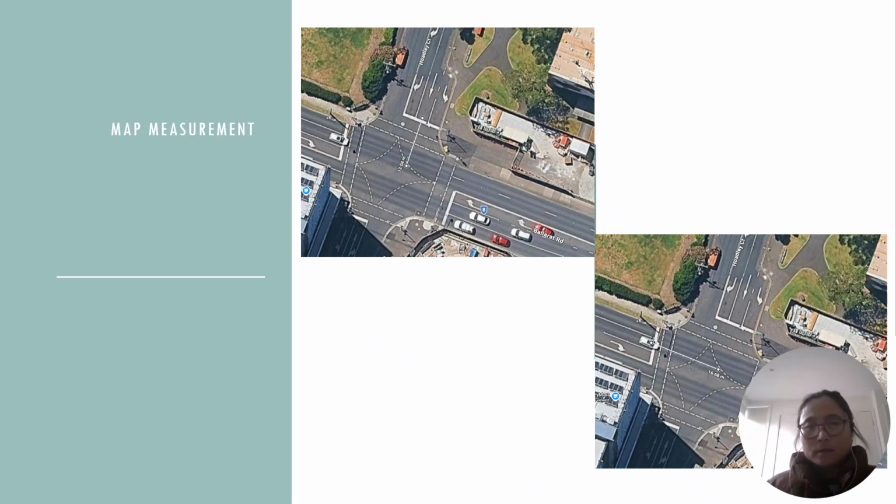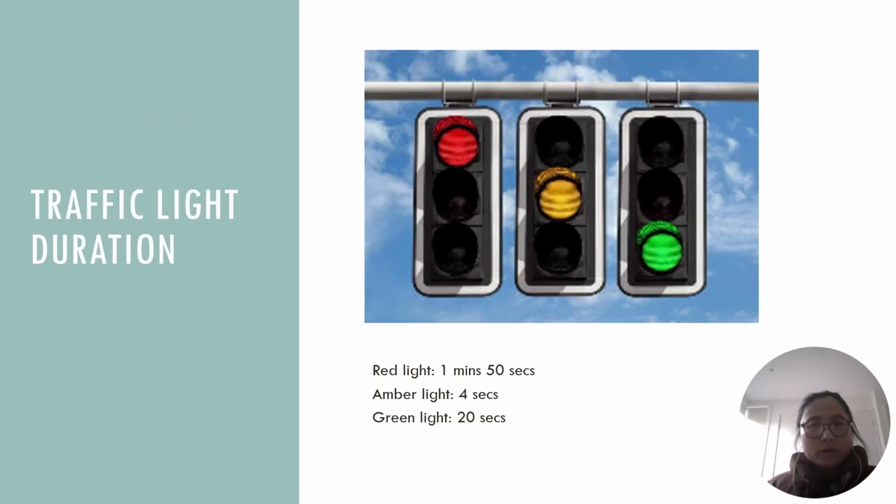The Mitsubishi traveled approximately 6.68 meters from the stop line, and the Audi traveled 12.4 meters. The traffic light sequence was also measured. The red light is 1 minute 50 seconds, the amber light 4 seconds, and the green light 20 seconds.